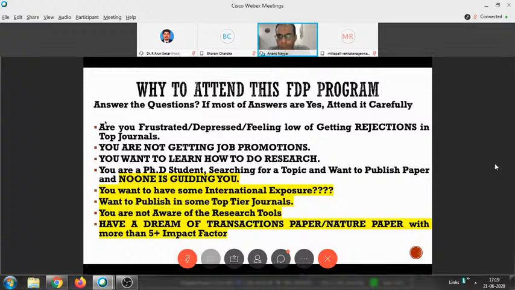You want to learn how to do research. You are a PhD student searching for a topic and want to publish a paper, and the most important thing is nobody is guiding you. You want some international exposure. You want to publish in top tier journals with a high impact factor of minimum 10, 7, 6, or maybe 18, 22. You are not aware of research tools. You have a dream of a Transactions paper or a Nature paper with more than 5 impact factor.